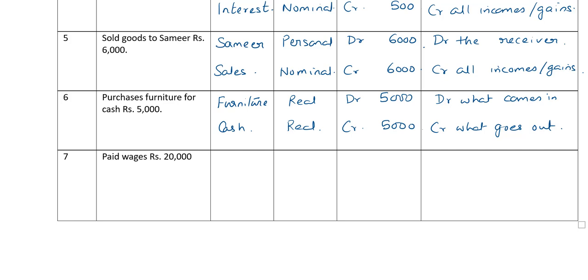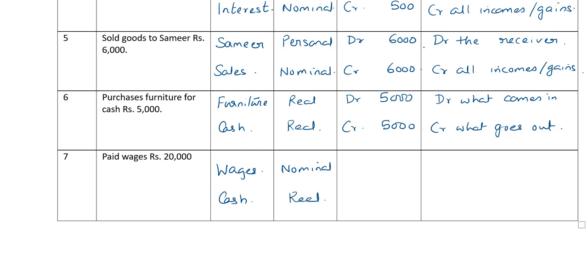Paid wages 20,000. It's a nominal account. The two accounts involved are the nominal account, which is wages, and the cash account. So wages is a nominal account. Cash account is a real account.